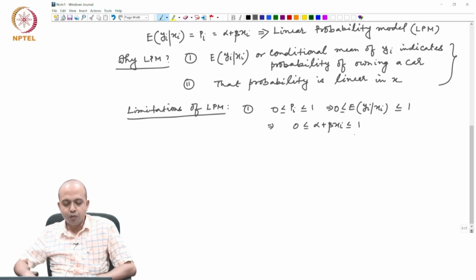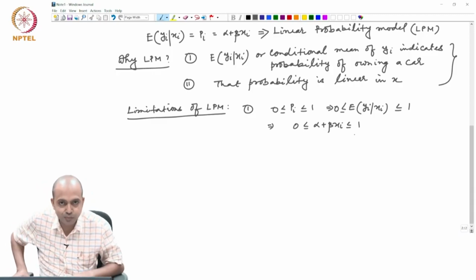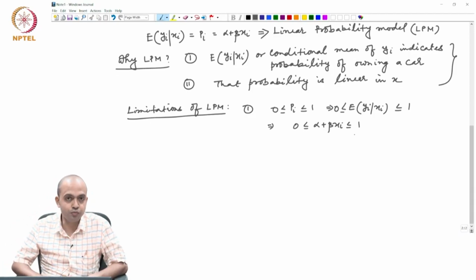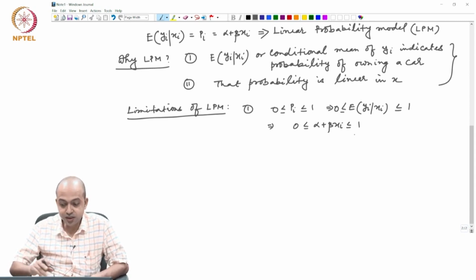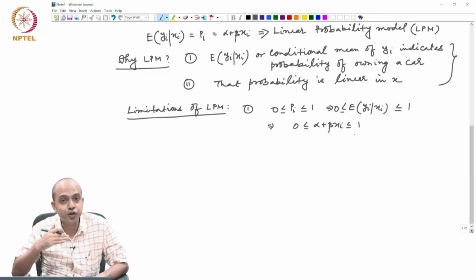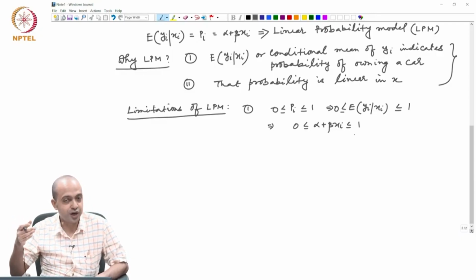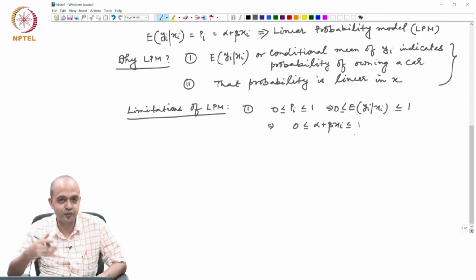But as you can see, suppose this xi denotes income, that means we are trying to understand the probability that a particular household will own a car from that household's income. Since this is a linear function, as income increases, the probability of owning a car will also increase. But let us say income is increasing from 40,000 to 50,000, there would be some increase in the probability. Then again 50,000 to 75,000, another increase in the probability of owning a car. Then 75,000 to 1 lakh, 1 lakh to 1.5 lakhs, 1.5 lakhs to 2 lakhs, 2 lakhs to 2.5 lakhs.